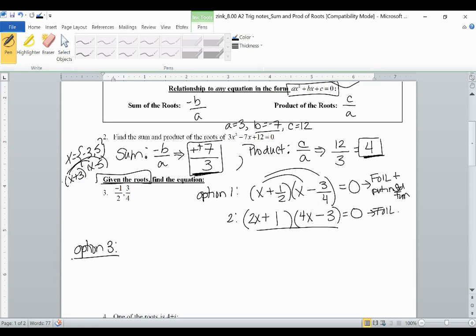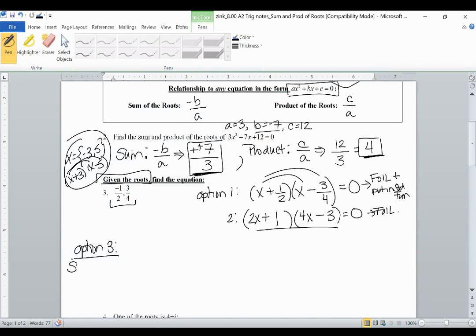So you're going to FOIL that out, and that would give you your quadratic. So that's the easiest way to do it if you're given nice integers. In this case, we're not really given nice integers. So let's talk about another way to do it.